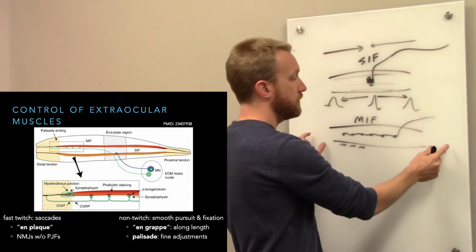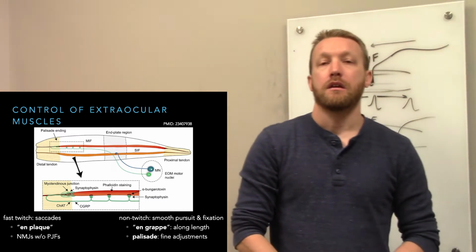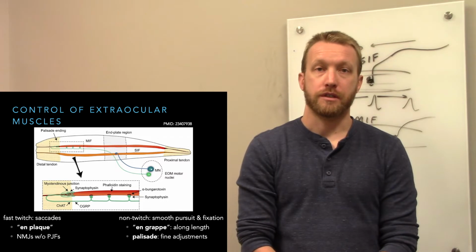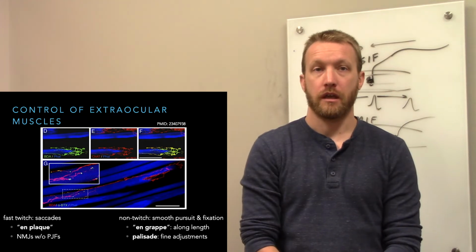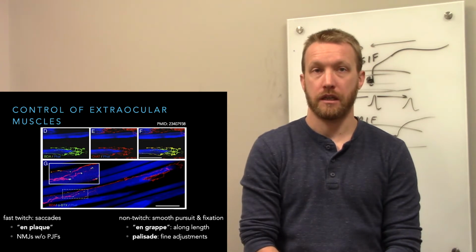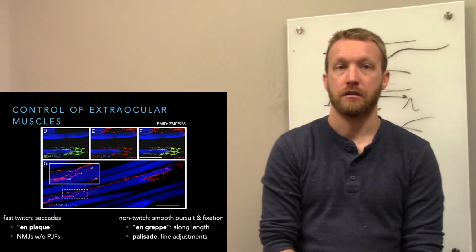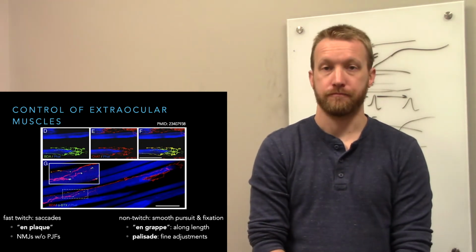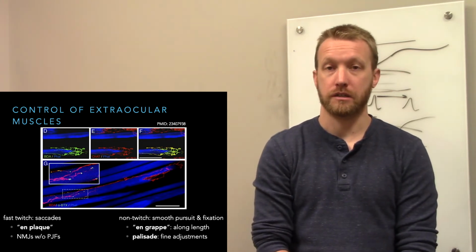At the ends of non-twitch fibers, we have palisade endings, and these also allow for adjustment of the muscle length. They appear to be both sensory and motor in structure. We believe that they're motor in structure because they have nicotinic acetylcholine receptors at them. So here we're looking at palisade endings. The green signal is showing us alpha-bungarotoxin. Alpha-bungarotoxin shows where nicotinic acetylcholine receptors are located. Alpha-bungarotoxin is just a snake venom used to paralyze its prey by binding to nicotinic acetylcholine receptors.